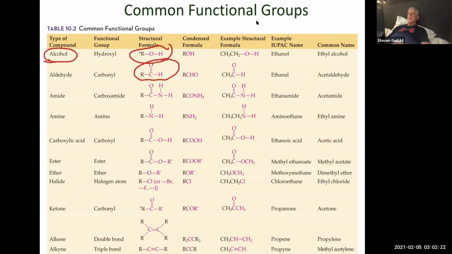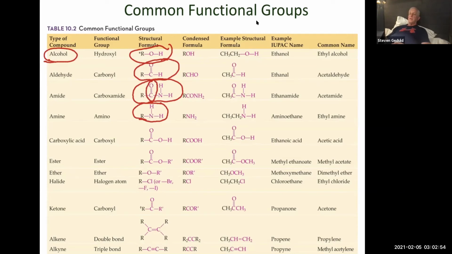An amide. This is your peptide bonds and your amino acids forming proteins, which we'll go into. Your R group is attached to what's called a carbonyl group, which is C double bond oxygen, and then an NH2 group. An amine is an R group attached to an NH2 group. So the difference between an amine and an amide is this carbonyl group right here.